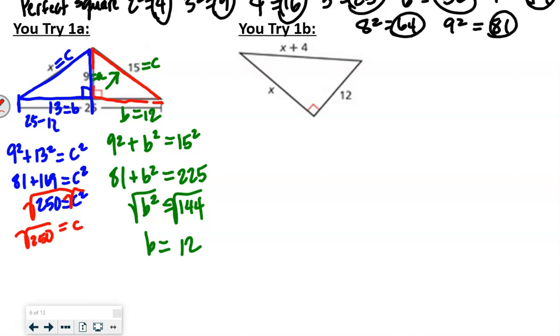So hopefully you can see pretty quickly that 25 is a factor of 250, right? So we're going to do the square root of 25 times the square root of 10. That 10, once again, can't be simplified, but the 25 can. So this is going to be 5 square root of 10. And that's our answer, okay?